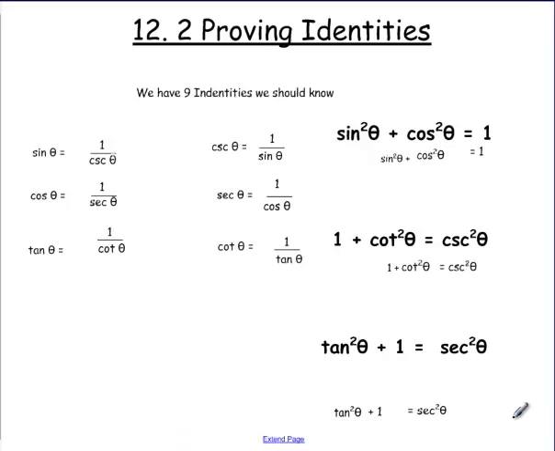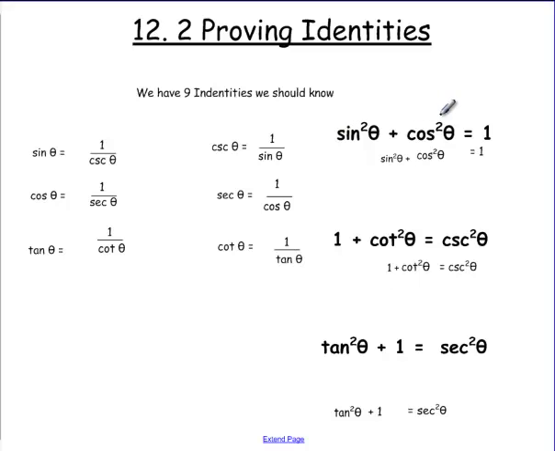Okay, this chapter is going to start off with proving identities. That's right, we're doing proofs. Woohoo! We have here some basic identities that you already know. You just didn't know we called them identities. You know that sine is really 1 over cosecant, cosine is 1 over secant, and so on.